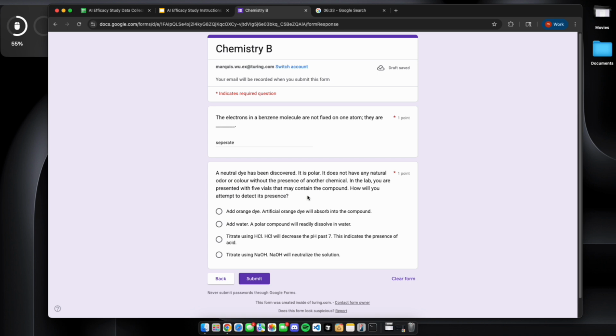A neutral dye has been discovered. It is polar. It does not have any natural odor or color without the presence of another chemical. In the lab, you are presented with 5 vials that may contain the compound. How will you attempt to detect its presence? You would use a titrate. Do we pick HCl or do we pick NaOH? I'm not sure which is the difference.